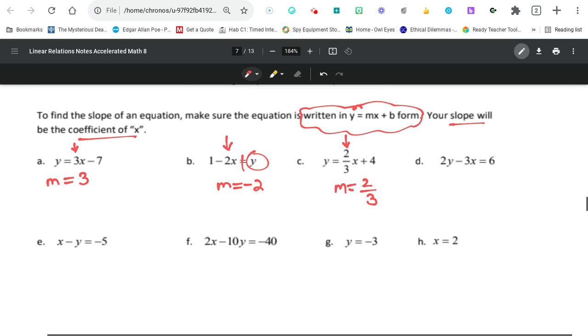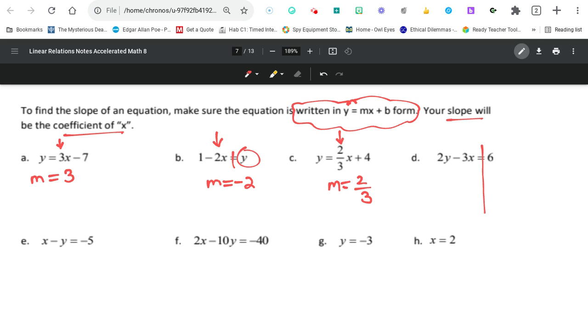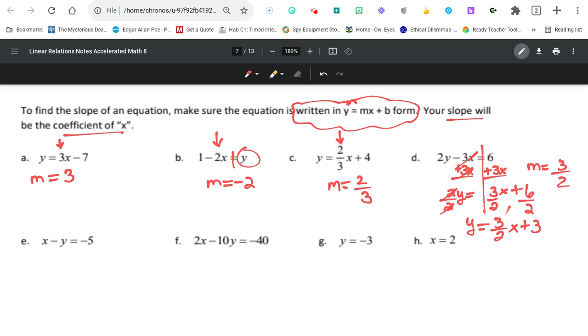D, y is not by itself, so I'm going to have to solve for y. I'm going to change the sign of -3x to +3x. So we end up with 2y equals 3x plus 6. And then you can divide each piece by 2. So we get y equals 3/2 x plus 3. Now the coefficient of x is 3/2, so the slope is 3/2. That's the coefficient of x.